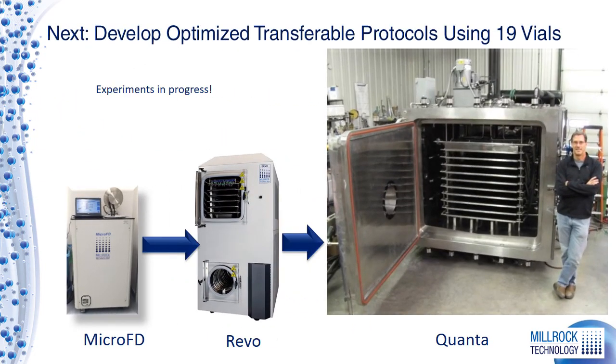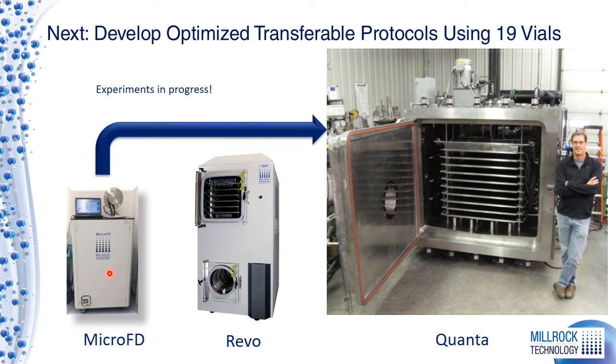Today we looked at the transfer between a micro-freeze dryer and a Revo. We could also look at the Revo to a production system. Now, if the Revo to production system works, then why couldn't we just eliminate the middle step and go right from the micro-freeze dryer over to the production system? Experiments are in progress right now to determine the feasibility of this.